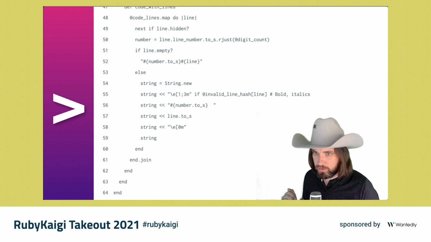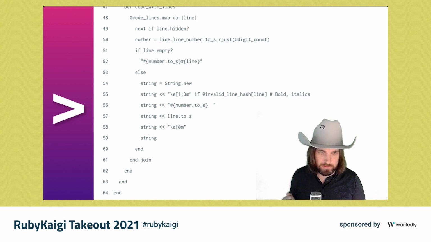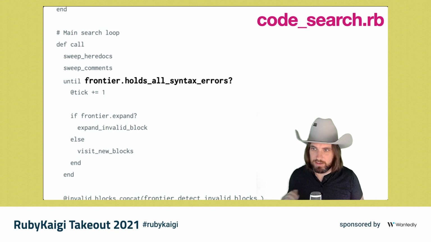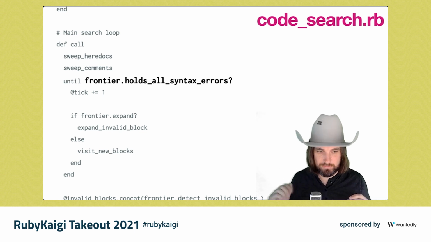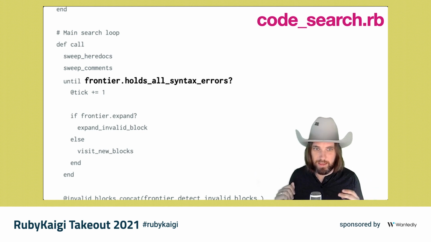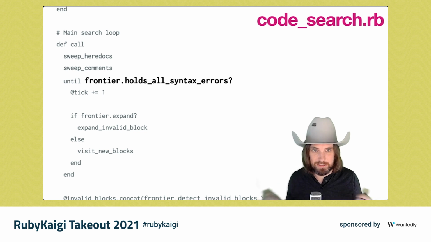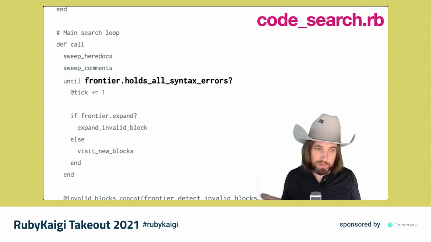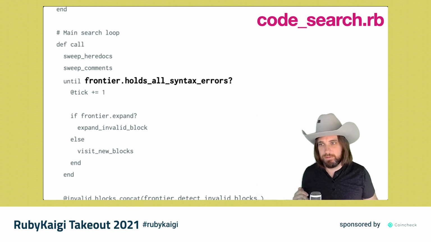Okay, let's walk through the logic of searching the same document we saw before from the beginning. Since this was invalid source code, the frontier is empty. Does it hold all the syntax errors? No, because there are still syntax errors in the main document.